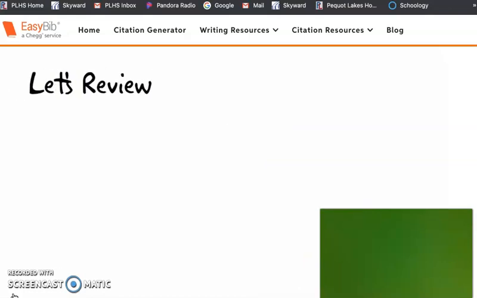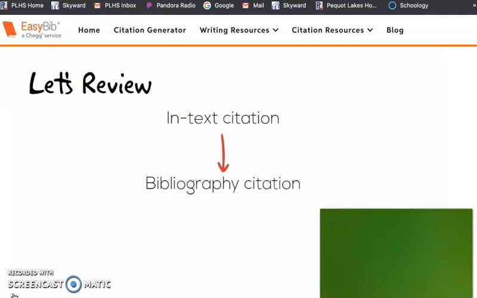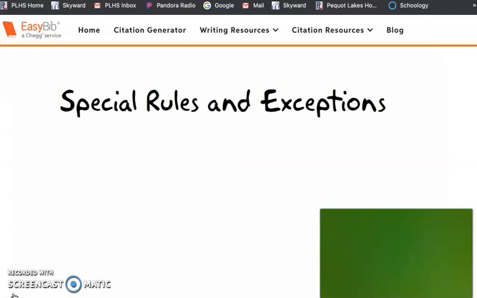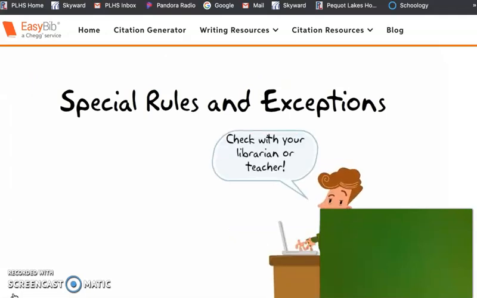Let's review. The in-text citation takes readers to a specific citation in your bibliography, and the specific citation tells the readers where they can find the piece of information you used. There are special rules and exceptions for using in-text citations, so if you're unsure, check with your librarian or teacher, just in case.